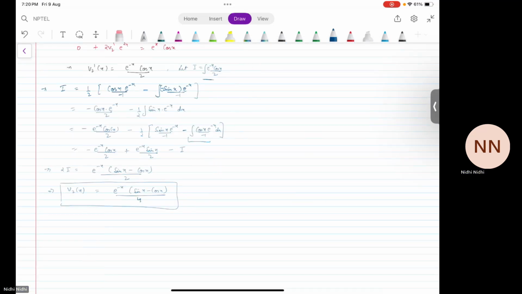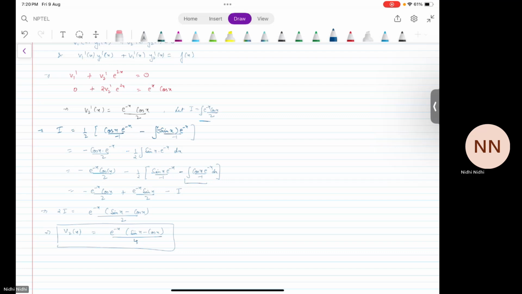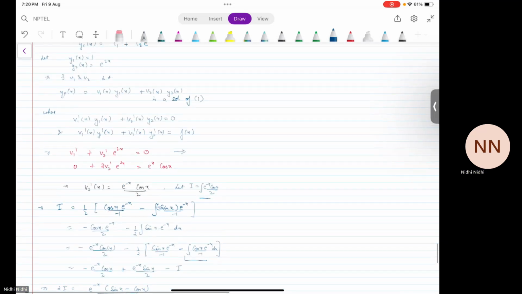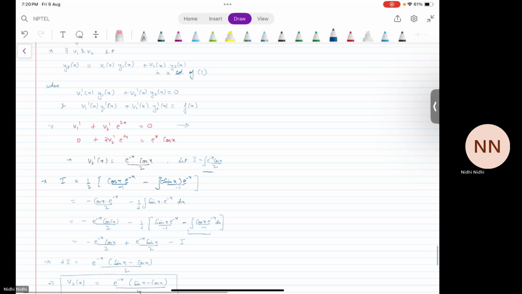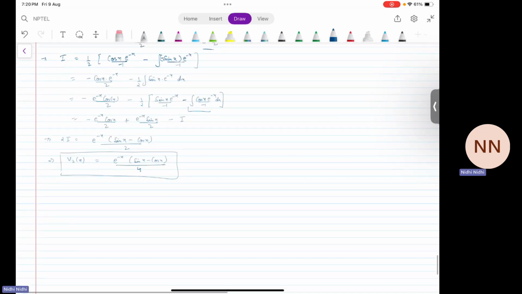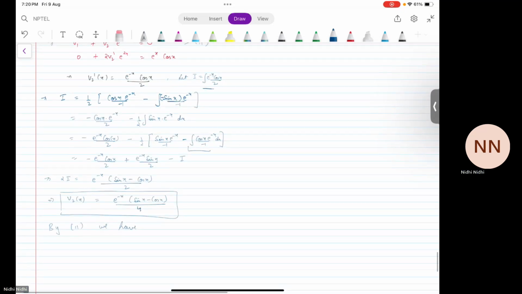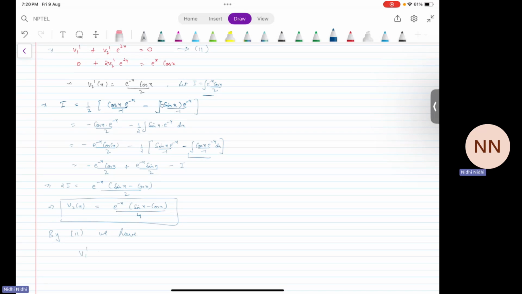Also from equation 2 we have v1 dash is equal to minus v2 dash times e to the power 2x, which is minus what was v2 dash? V2 dash is e to the power minus x cos x by 2 times e to the power 2x.